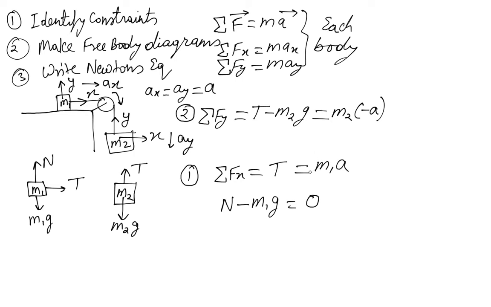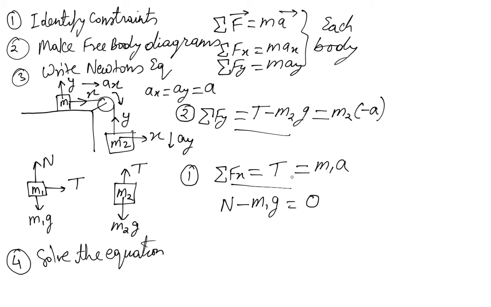Okay, so that is the third step. We have written down the equations of motion, and the fourth step to solving problems in mechanics is to solve the equations. So we have one equation here and one equation here, and we need to solve them. How will we solve them? There are two equations and two unknowns. T is not known and a is not known. So in principle we can solve it.